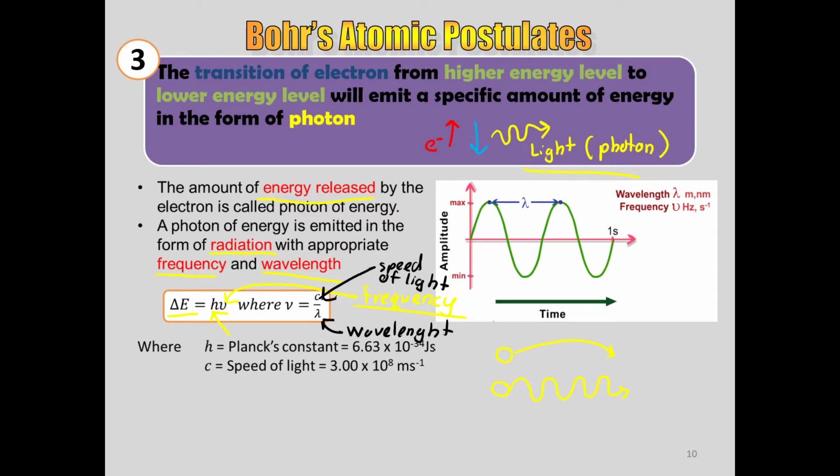Sometimes the question doesn't give the frequency, so you can combine them. Delta E is equivalent to h mu, and mu is the frequency. Mu is equivalent to c over lambda. So we put c over lambda into h. So energy is also equivalent to hc over lambda, which is Planck's constant multiplied by the speed of light and divided by the wavelength.